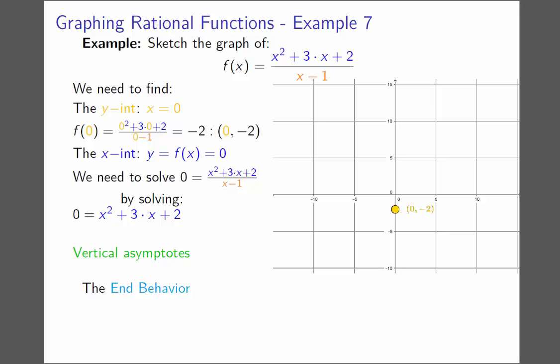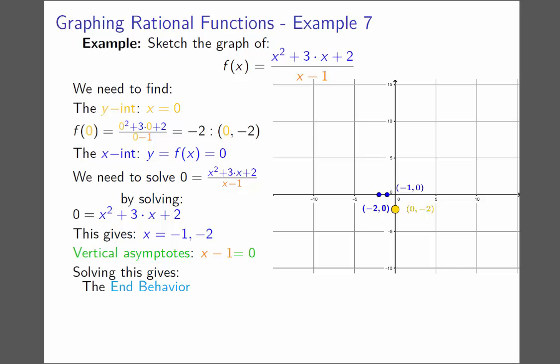Solving x squared plus 3x plus 2 equals 0 using the quadratic formula, we find that x is either negative 1 or negative 2. So our x-intercepts are the points negative 1, 0 and negative 2, 0. For the vertical asymptotes, we want to know when our denominator is 0. We want to know when x minus 1 is 0. But this is easy to solve by adding 1 to both sides to get that x equals 1. Which means we have a vertical asymptote at the line x equals 1.